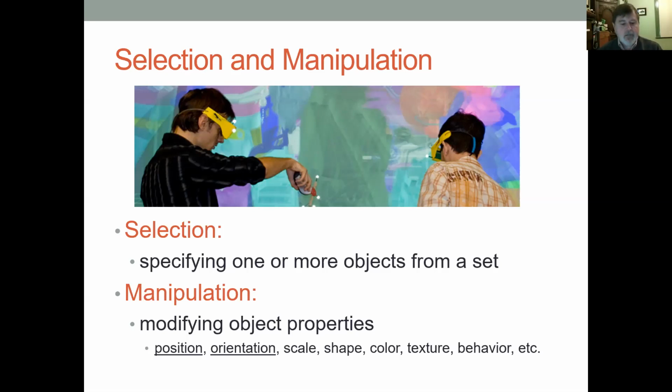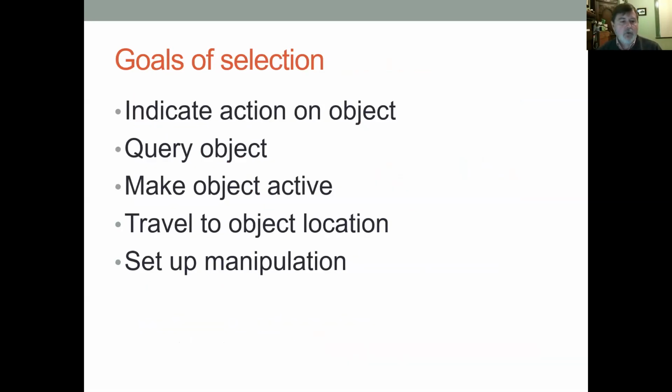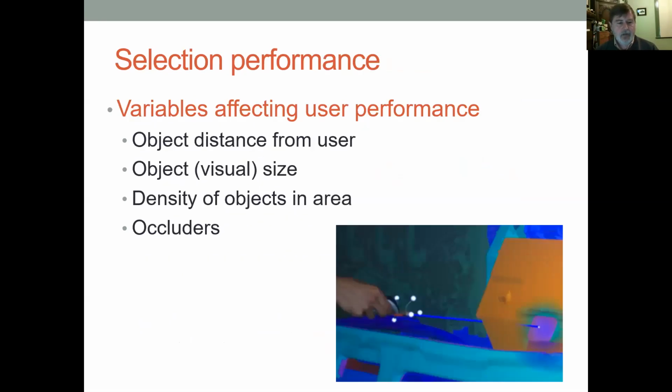Okay, so let's have a look at this. So the goal of selection is we want to indicate something. That's with your cursor. You want to point something. You need to query the object to get information about it. You need to make that object active, that you want to apply some action to it. You might need to travel to the object's location. You might need to set up to do some manipulation. So there's lots of things that you need to do besides what we just highlighted. Okay. So what makes these things difficult?